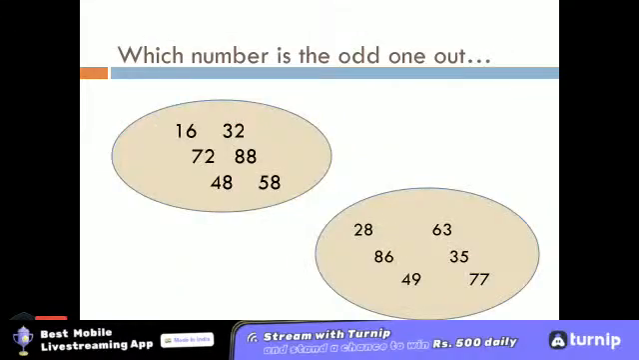Now you need to search which number is the odd one out. There are certain numbers in the two bubbles. First we'll be discussing the first bubble. Can you see the first oval? आप लोगों को फर्स्ट ओवल डिस्प्ले हो रहा है. जो फर्स्ट ओवल है उसमें 6 नंबर्स हैं. 1 number is the odd one out. Now just think which number is the odd one out and why.